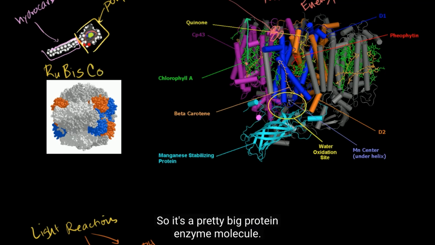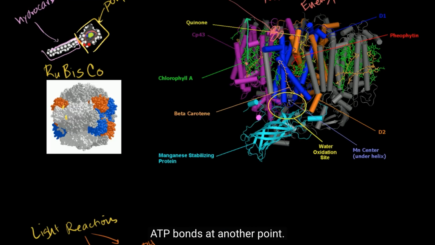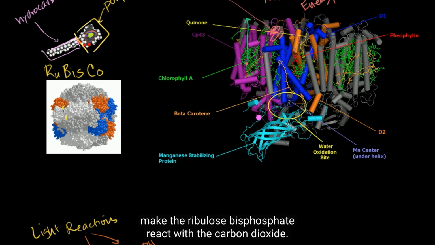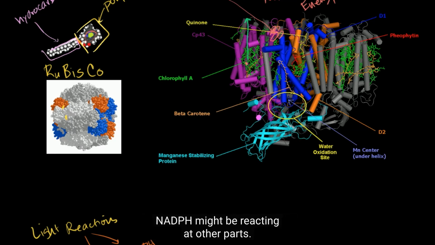And this is what it looks like. So it's a pretty big protein enzyme molecule. Well, you can imagine that you have your ribulose biphosphate bonding at one point. You have your carbon dioxide bonding at another point. I don't know what points they are. ATP bonds at another point. It reacts. That makes this thing twist and turn in certain ways to make the ribulose biphosphate react with the carbon dioxide. NADPH might be reacting at other parts, and that's what facilitates this entire Calvin cycle.